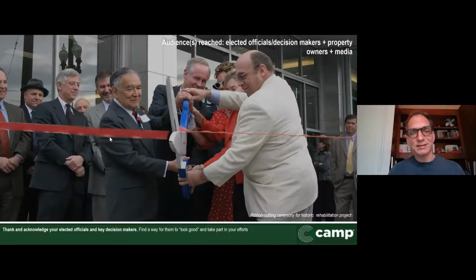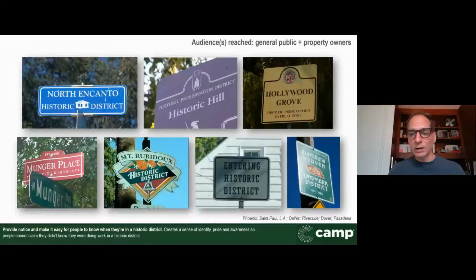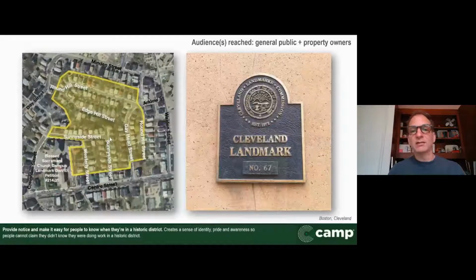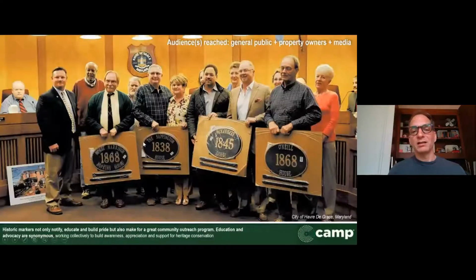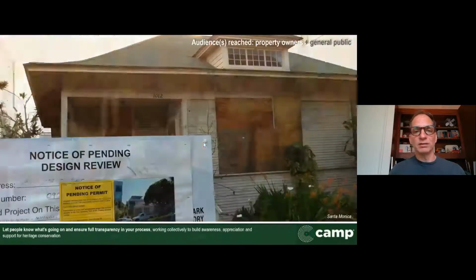Chris mentioned this: make it easy for people to know when they're in a district, where it is, and showcase the boundaries. You'll always have people who say, I didn't know I was in the historic district, and they do work that's not permitted. But make it as hard as possible for people to have that argument, so it's very clear where the district boundaries are. This is a great example from Maryland, where they not only do these monument signs, but they also did a photo op with the commission. Everybody's very happy. They're getting their sign. And it's, again, a very positive, feel-good thing in this community.